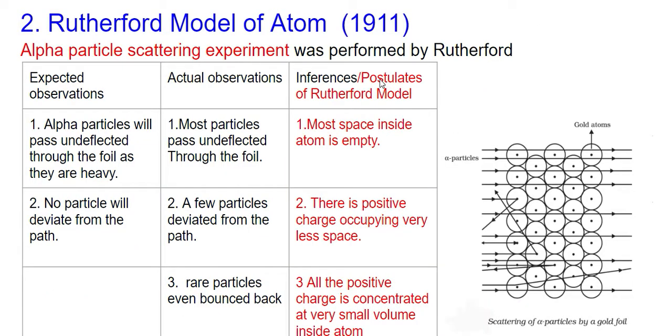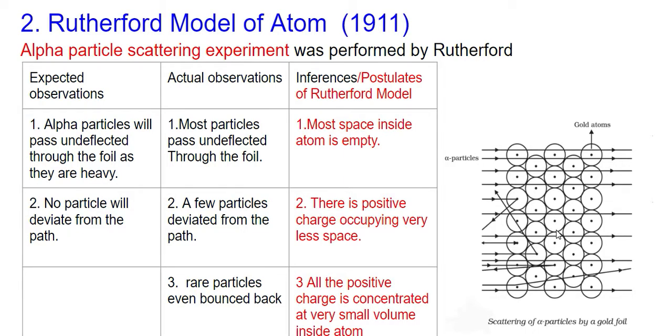Our next model is Rutherford Model of atom. It was proposed in 1911 by Rutherford and his fellow associates. They performed an alpha particle scattering experiment. What is the experiment? Let me just give you a brief of it. Look at the diagram. Here you can see small gold foil atoms. All these atoms, which are small circles, they are in a gold foil.